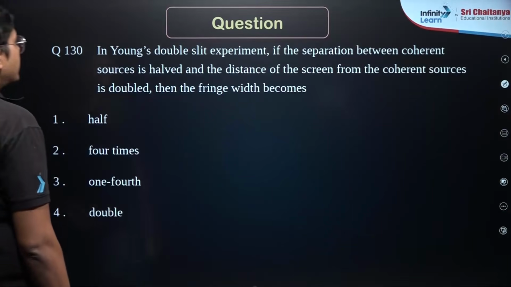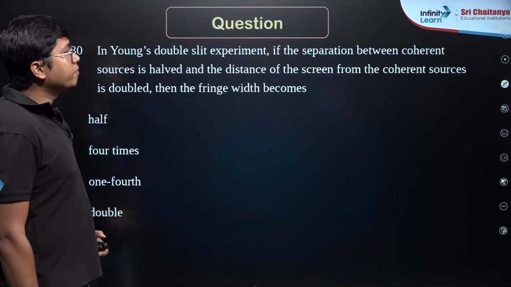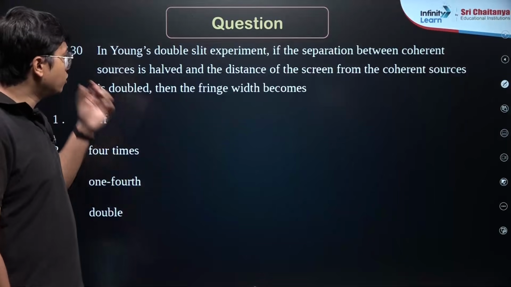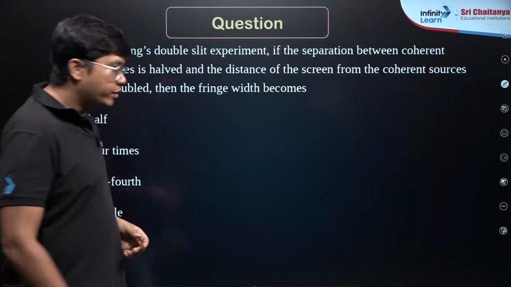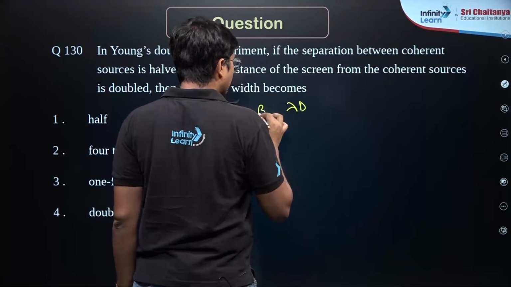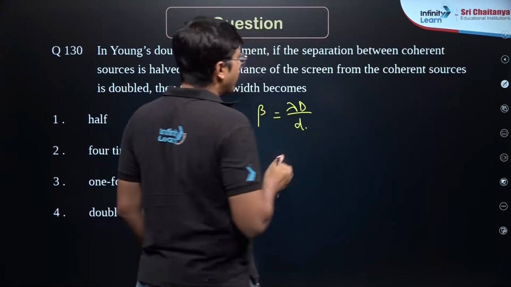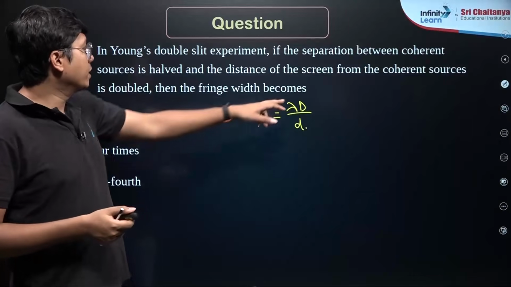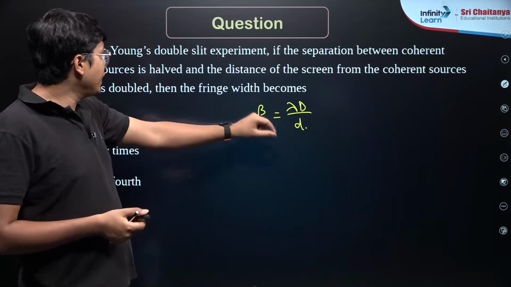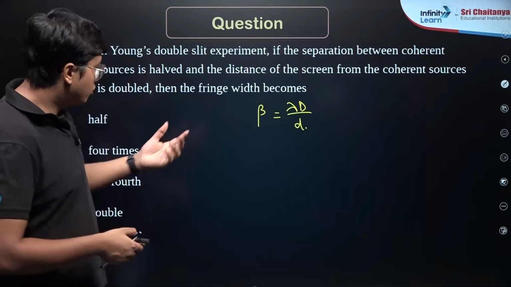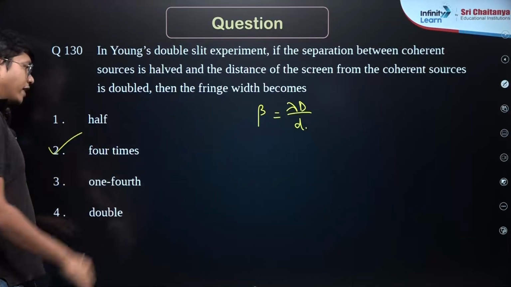Next, in Young's double slit experiment, if the separation between the coherent sources is halved and the distance of the screen from the coherent sources is doubled, then the fringe width becomes how much? So the fringe width is lambda capital D over small d. If the distance of the screen is doubled, and d is made half, there will be an extra factor of 2 coming on top if you put d by 2. So essentially it will become 4 times.